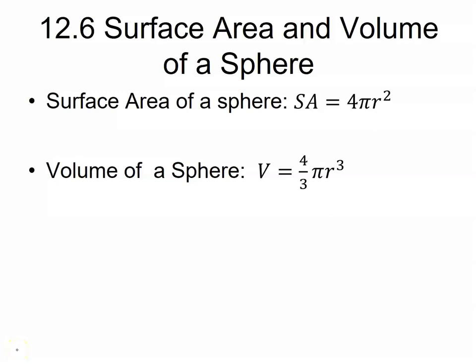All right, last thing we're going to do is look at surface area and volume of a sphere. Okay, so surface area is 4 pi r squared, and volume is 4/3 pi r cubed. So you just need to know those two formulas, or know which one to use at which point.